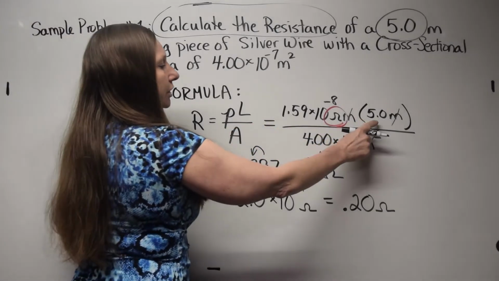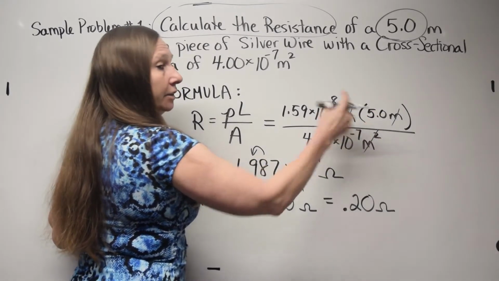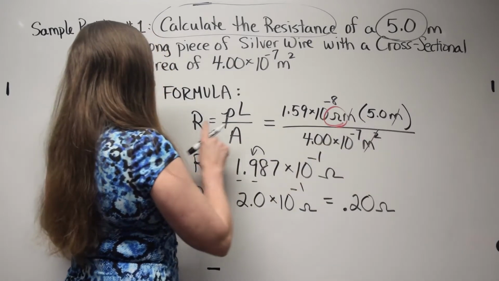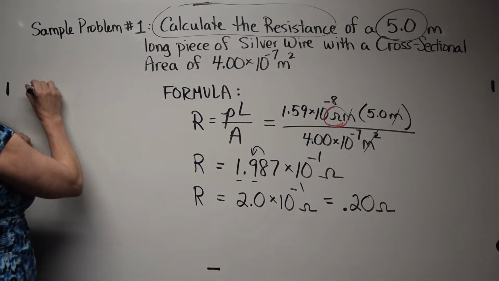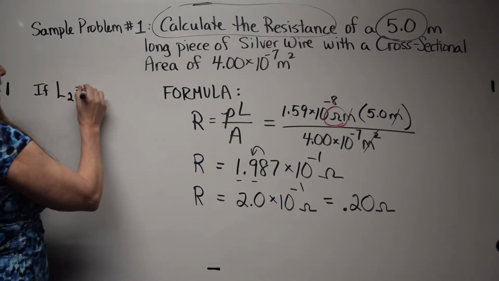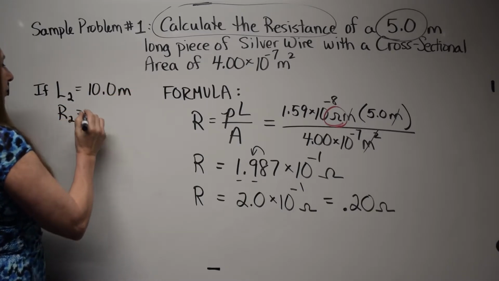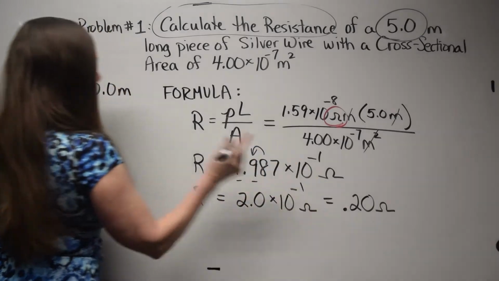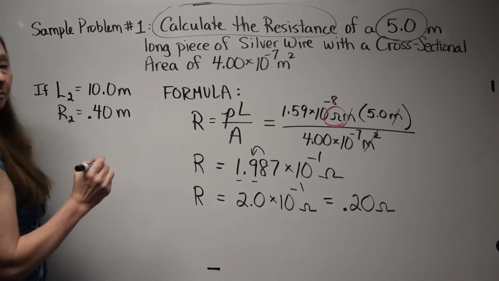What if we were to double the length to 10? If we double the length, there's a direct relationship between length and resistance. The resistance is going to double. So if L2, let's say the new length, equals 10 meters, then R2, the new resistance, would be double this. The new resistance would be 0.40 ohms.